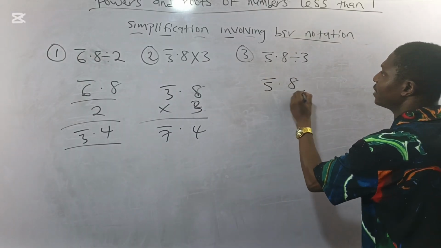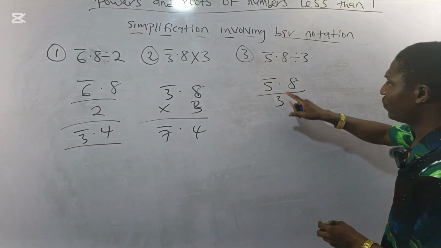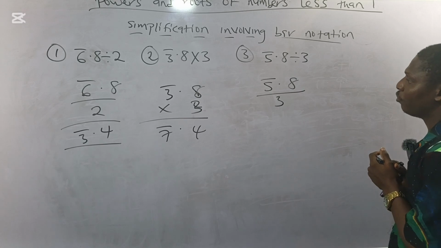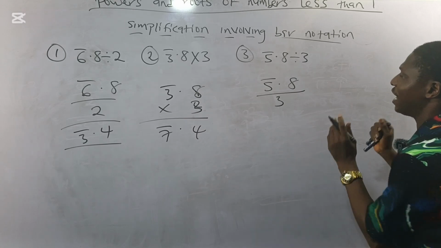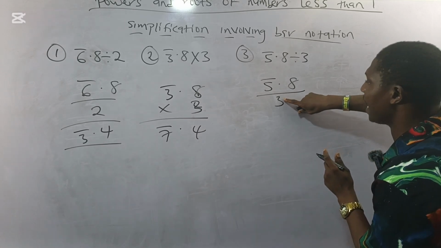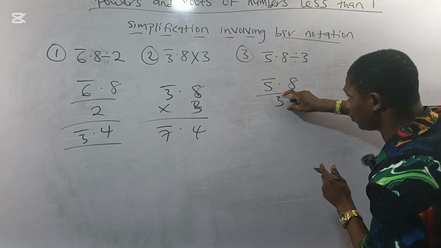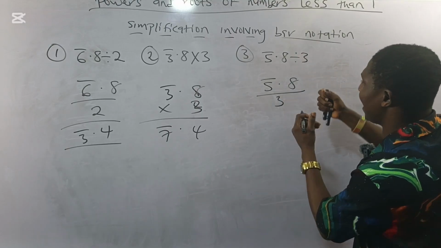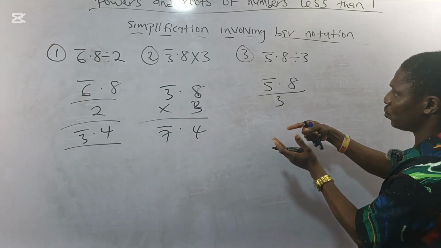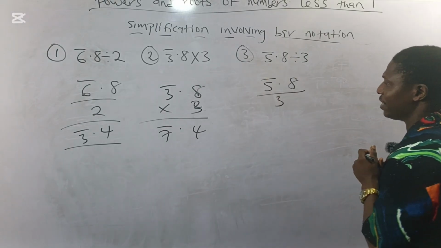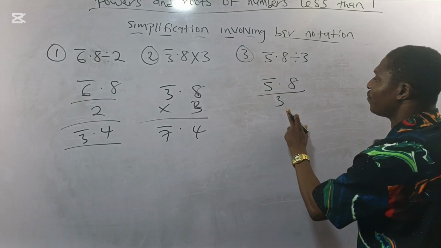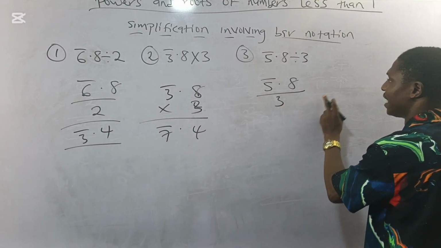And for the third here, we have bar 5.8 divided by 3. If I divide 5 by 3, there will be a remainder, and it's not possible. I must think of a number that is higher than 3, and it must be a multiple of 3, which, when I add any other value to it, I will have minus 5, which is bar 5. So multiples of 3 are 3, 6, 9, and above.